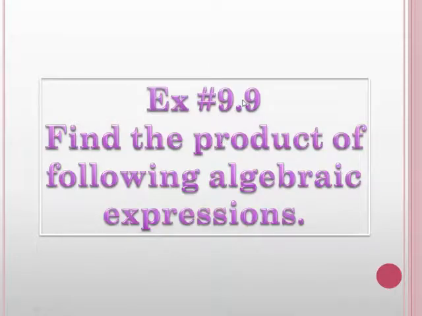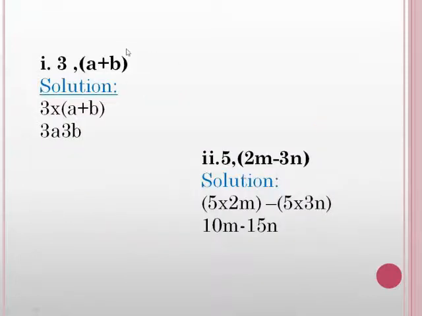In exercise number 9.9, find the product of the following algebraic expressions. Okay, students, here are the expressions. 3 is multiplied with a plus b. It is very simple. So here we remove the comma and write the multiplication sign. So we multiply 3 by a plus b. So we multiply 3 by a, so we write 3a, and there is a plus sign here, and we write 3b.